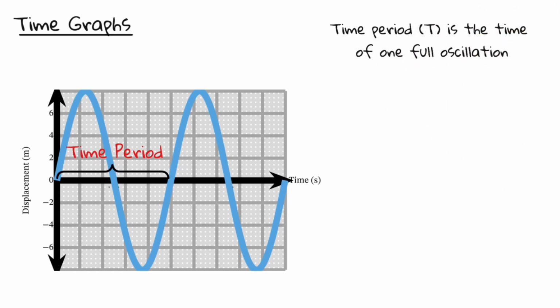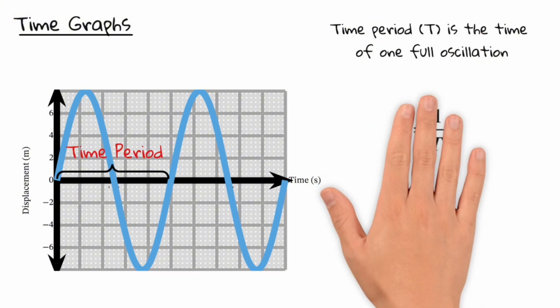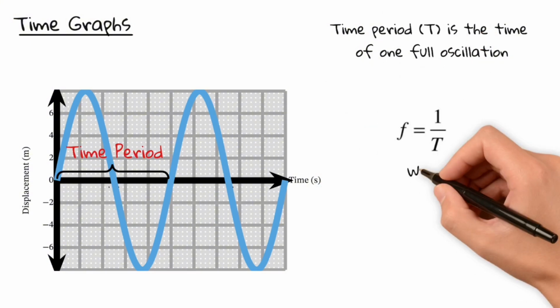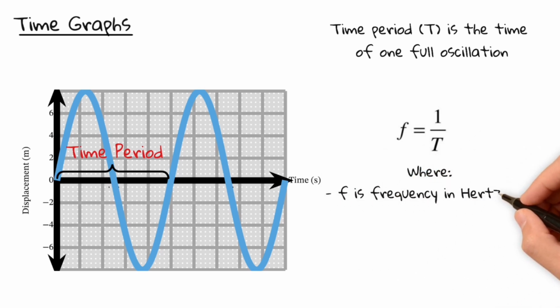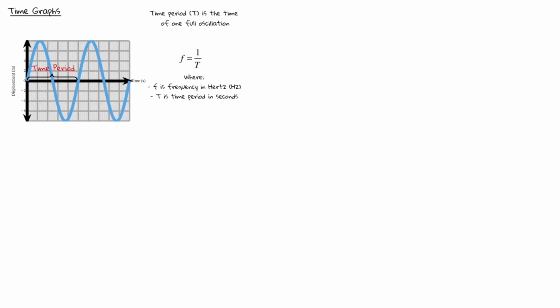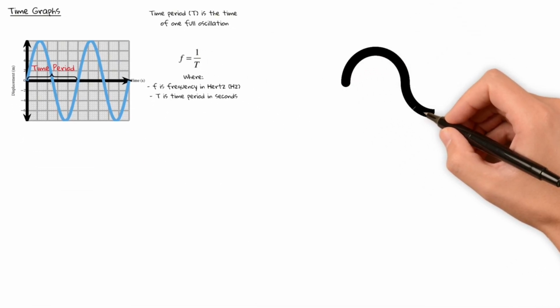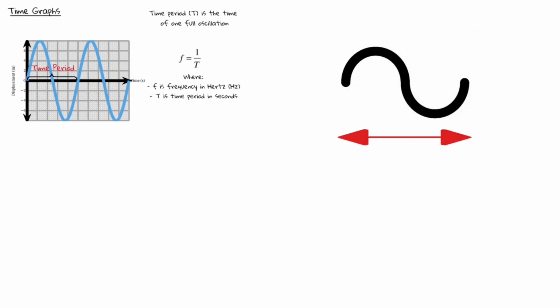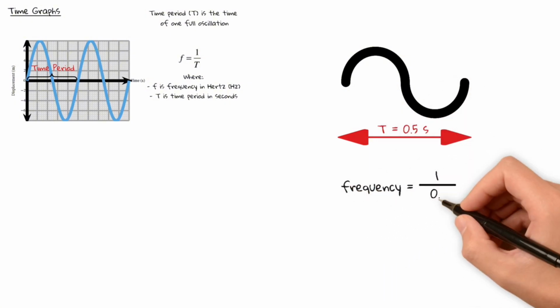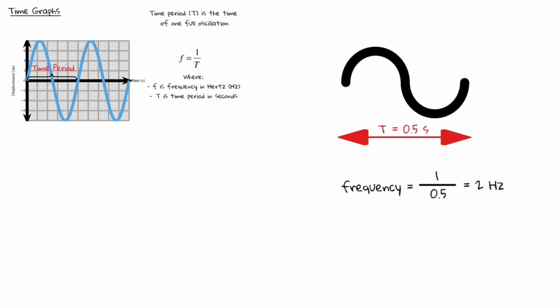From the time period, we can calculate the frequency using this formula. Frequency is 1 divided by time period, where f is the frequency in hertz and T is the time period in seconds. Frequency tells us how many oscillations happen per second. So if a wave has a time period of 0.5 seconds, it has a frequency of 2 Hz, meaning 2 vibrations per second.